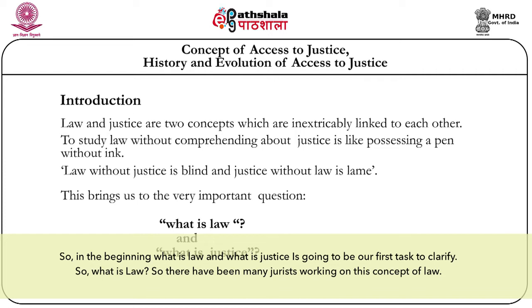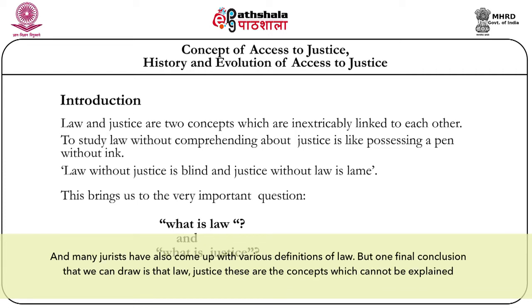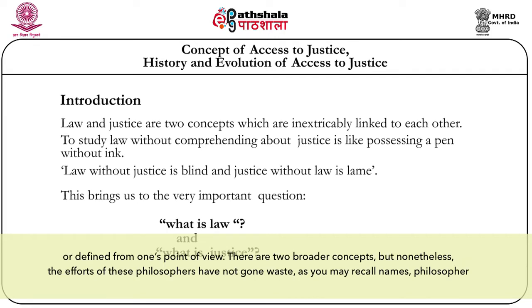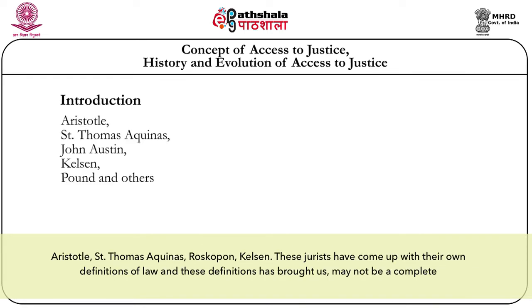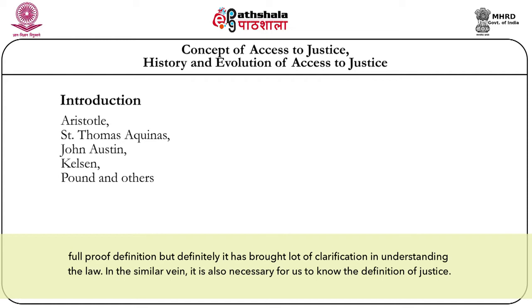So, what is law? Many jurists have worked on this concept and come up with various definitions of law, but one final conclusion we can draw is that law and justice are concepts which cannot be explained or defined from one point of view. They are broad concepts, but nonetheless the efforts of these philosophers have not gone to waste. You may recall the names of the philosophers Aristotle, St. Thomas Aquinas, Roscoe, Kelsen. These jurists have come up with their own definitions of law, which may not be completely foolproof, but definitely brought a lot of clarification in understanding the law.